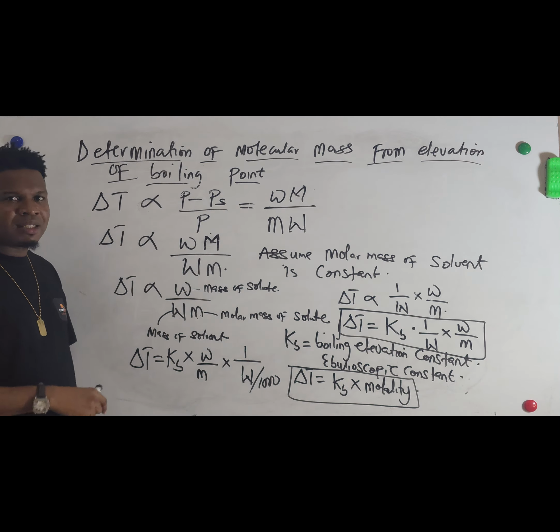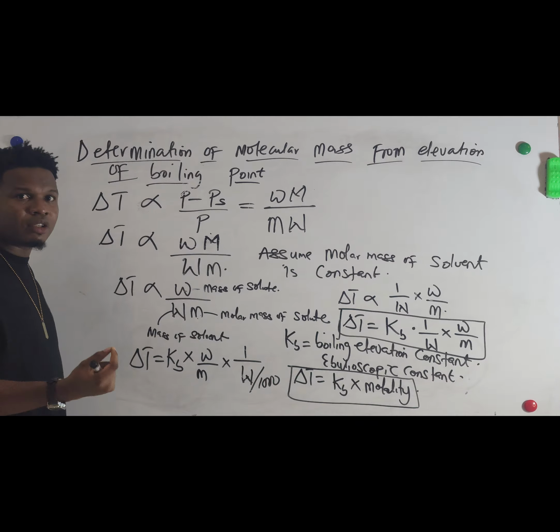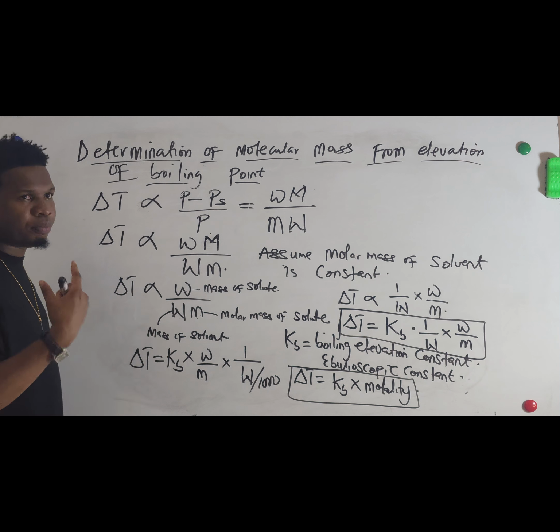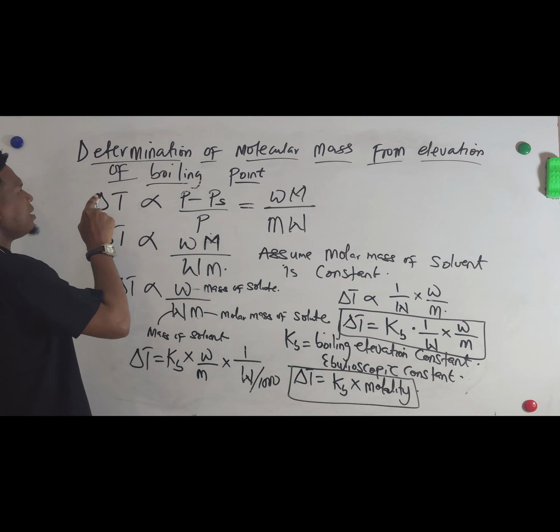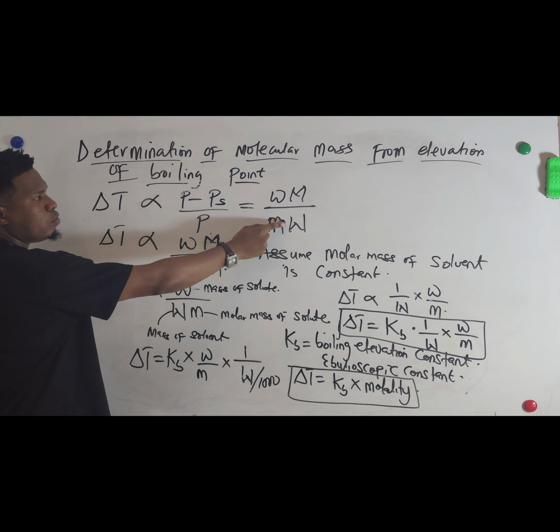Let me summarize the class again. We are trying to get the formula to calculate, or the equation that will help us get the molecular mass of the solute from the what? Elevation of what? Boiling point. And we know that elevation of boiling point is directly proportional to the what? To the Raoults law. And this is also the Raoults law. This is what is in here.